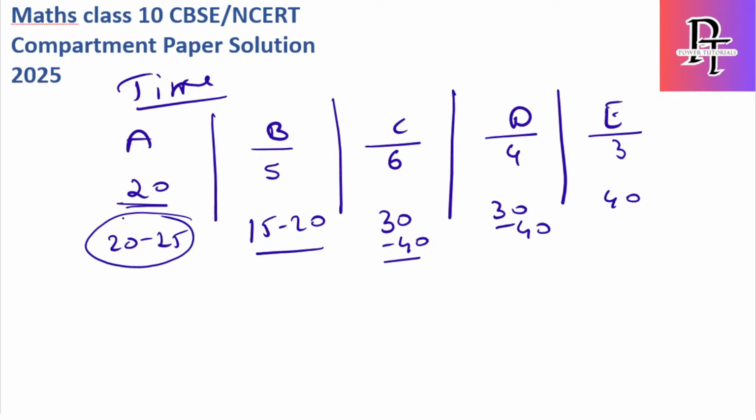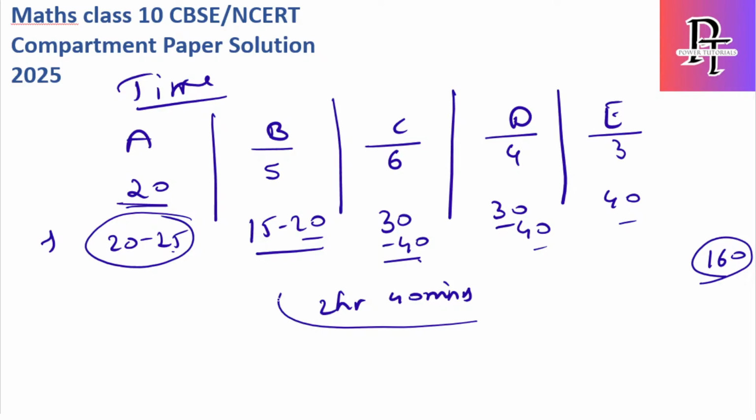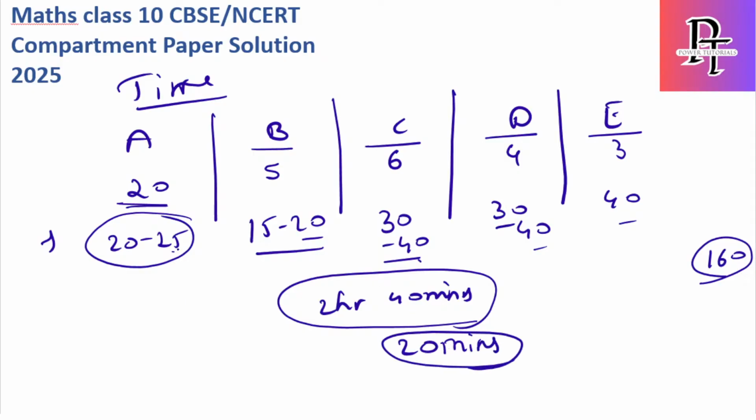So let's check the total minutes as per this timing. 25 plus 20 is 45 minutes, 45 plus 40 is 85 minutes, 85 plus 80, so altogether you will get 160 minutes, which is nothing but 2 hours 40 minutes. If you take the maximum values itself, you will be covering all the questions in around 2 hours 40 minutes. The rest 20 minutes you can use to cross check your answers. So make sure to keep this as your target.